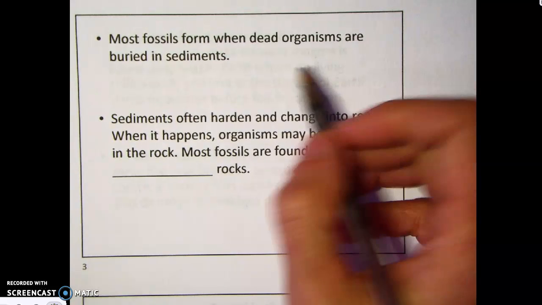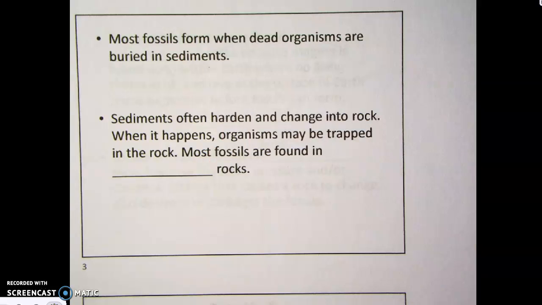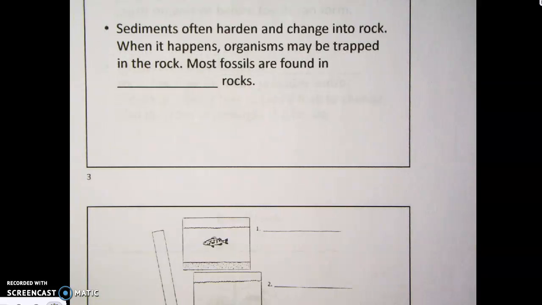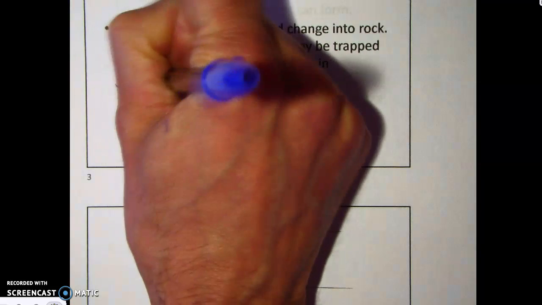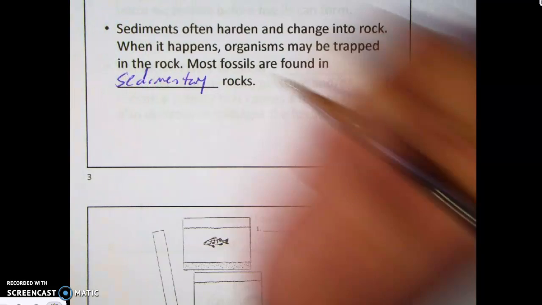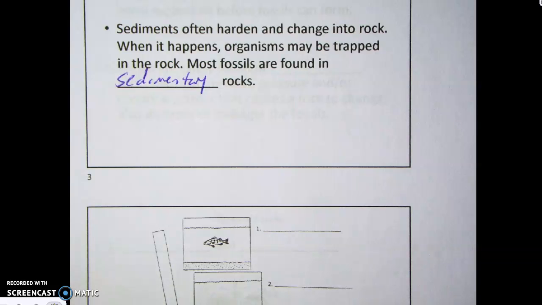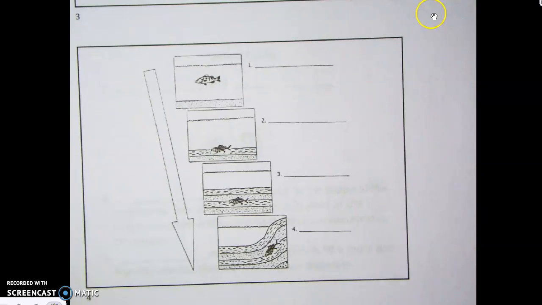So most fossils form when dead organisms are buried in sediment, and for this reason, we're largely talking about sedimentary rocks. So if you want to find a fossil, you need to really look for sedimentary rock. It's extremely unlikely that you would find fossils in igneous or metamorphic rock. Possible, and we'll talk about those situations in a minute, but we're predominantly talking about sedimentary rocks.